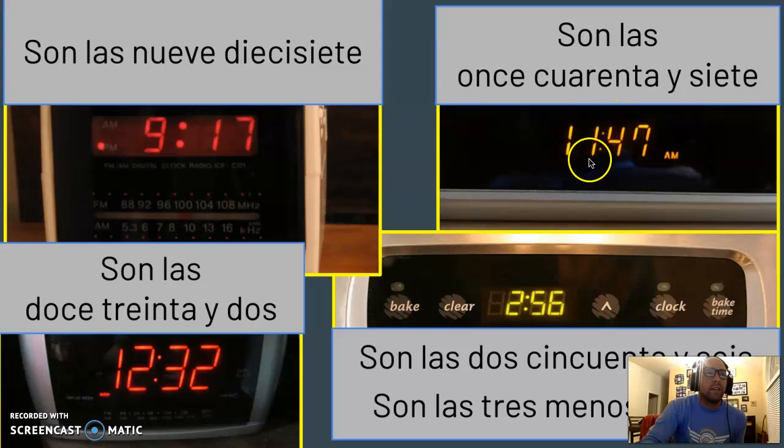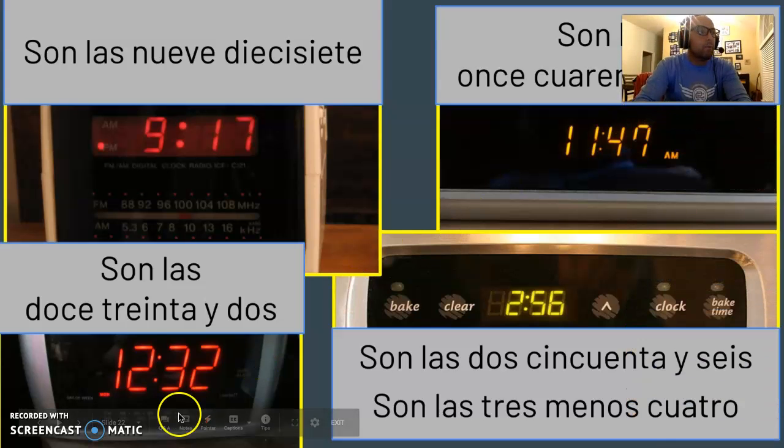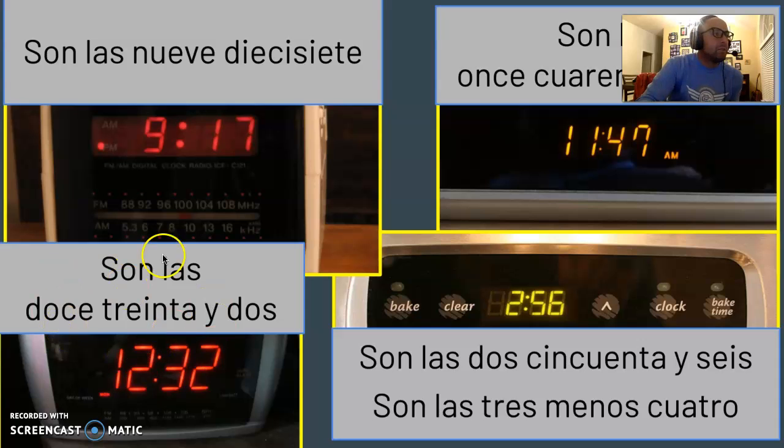All right, over here we have son las 11:47. Son las 11:47. All right. Let's see if I can move out of the way there. All right, down here in the bottom left corner.